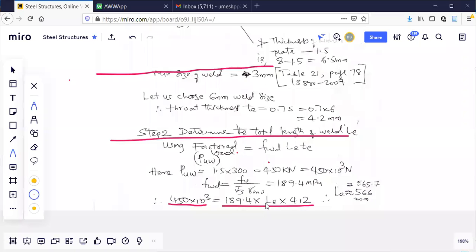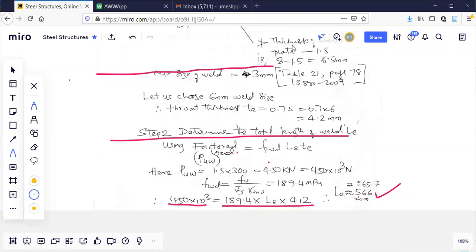LE you keep as it is, the total length. Into L into throat thickness, L into T. The throat thickness is 4.2. I got LE here as 566 mm. From this condition, I got LE as 566. Out of this LE, I should find how much is L1 and how much is L2. That is the end of the design.